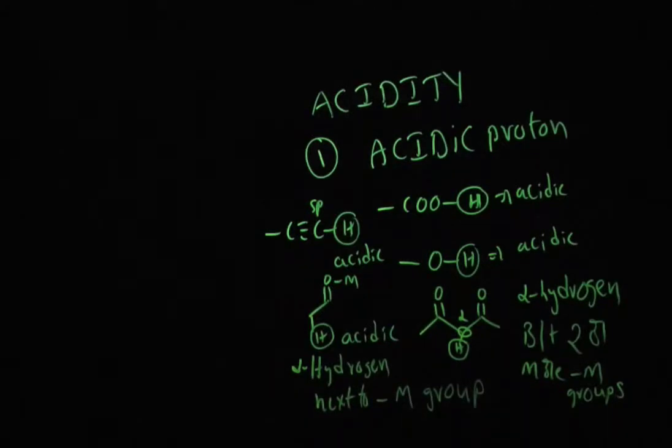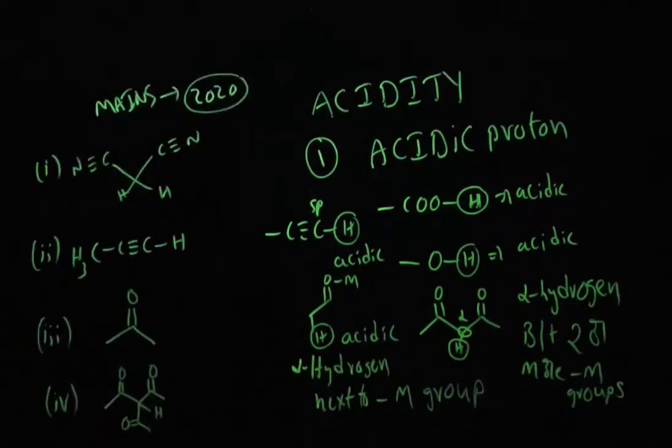Based on this concept, there is a previous year question from Mains 2020, so let's try to apply this concept to solve it. Let's analyze option 1. You can see this CN group is there, so it is a minus M group. Again, there is also a CN group, also a minus M group. This is an alpha hydrogen between two minus M groups.